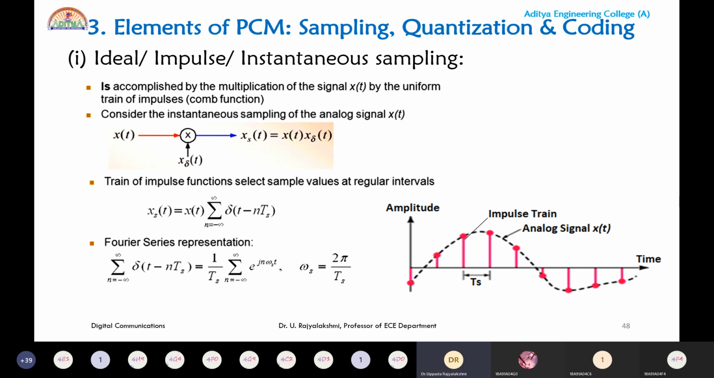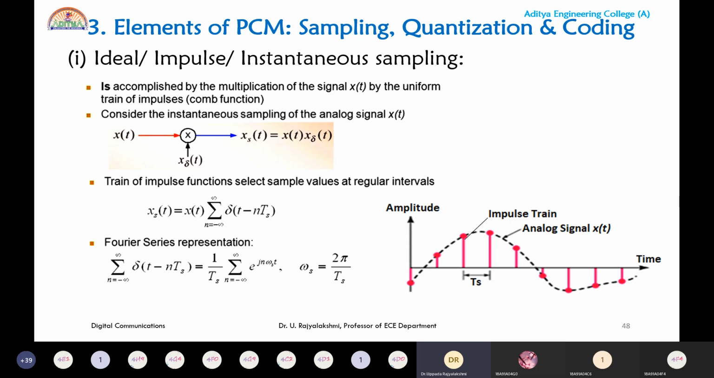Series of impulse train. Let us represent that impulse train as x delta of t. Please observe the circuit shown there. Second point, please observe the circuit. x of t and x delta of t are the inputs to the multiplier. Whenever you multiply x of t with a series of impulse train, you can generate the ideal sample signal.